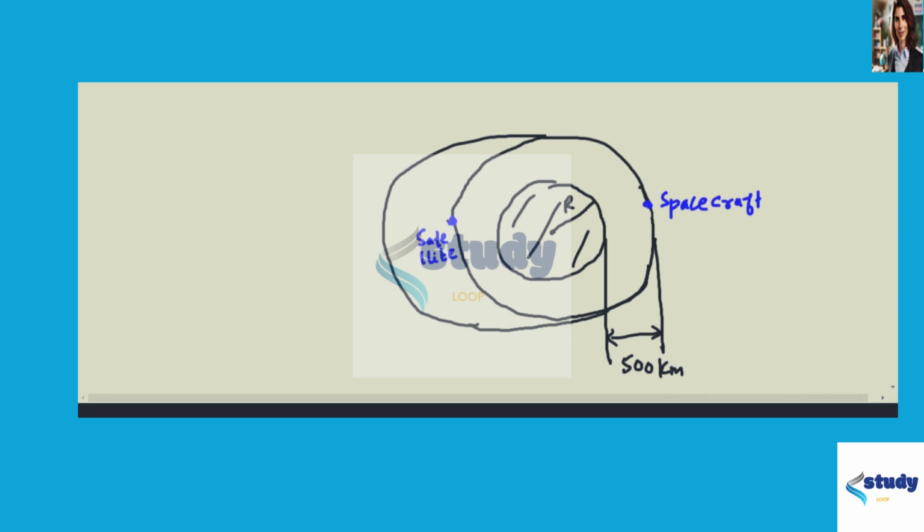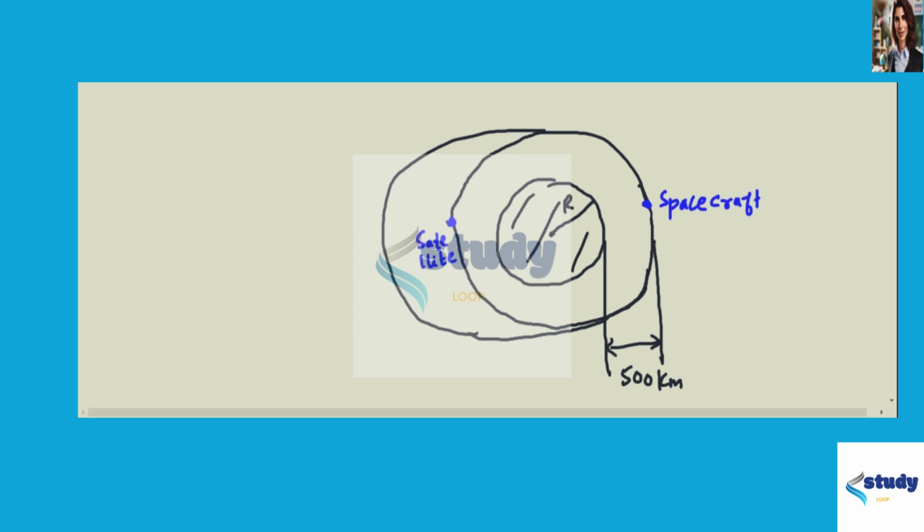Hello everyone, here it is. Given a spacecraft and a satellite in diametrically opposite positions in the same circular orbit of altitude 500 km. As it passes through the point A, the spacecraft fires its engine for a short interval of time to decrease its speed and enter the elliptical orbit.